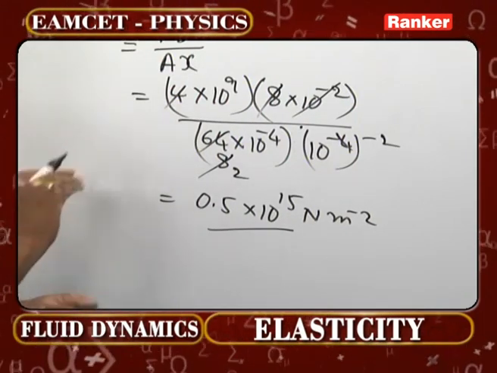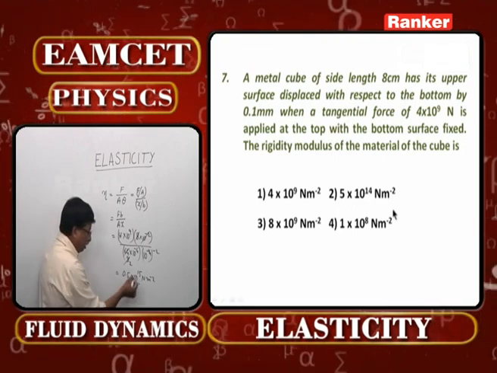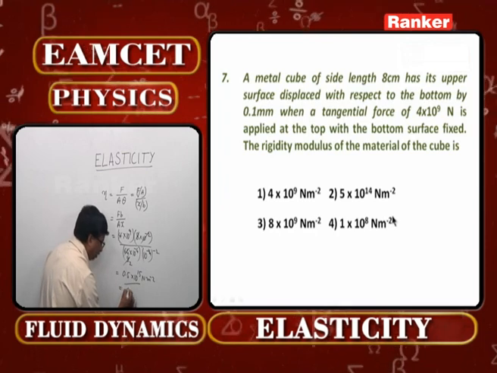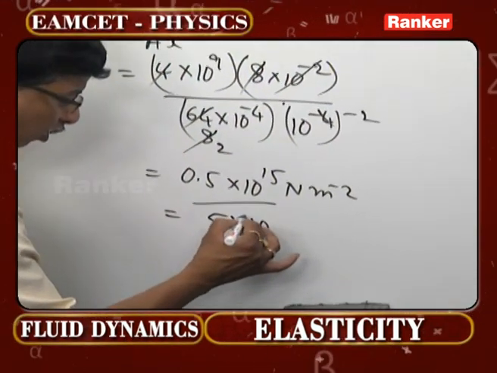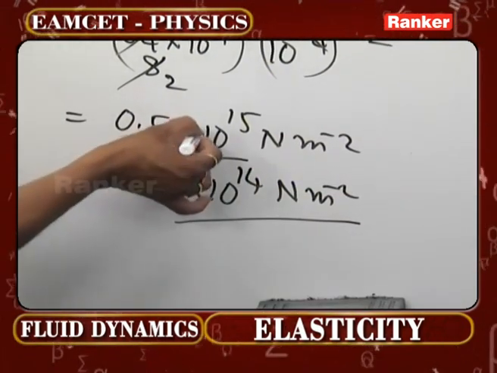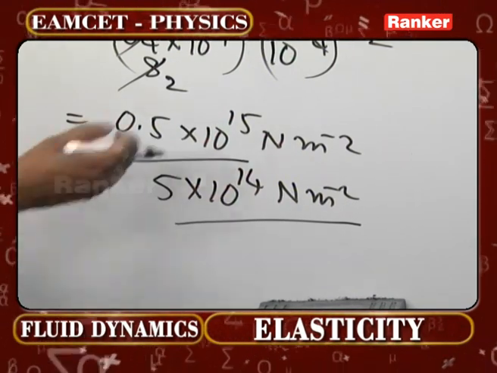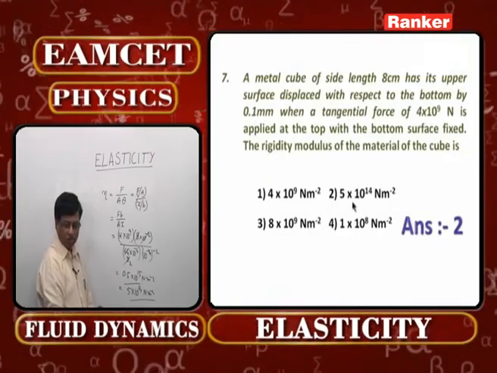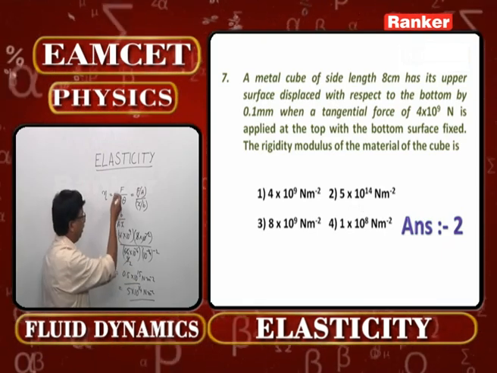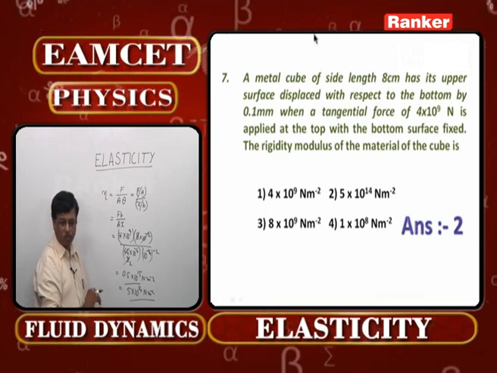value we are getting. But check carefully what is the value that has been given there. 10 power 15, here is a point. If you multiply this by 10, can't you rewrite this as 5 into 10 to the power 14 Newton per meter square? Now we have to change this value according to the given option. So what is the correct option for this one? The second option, which is 5 into 10 to the power 14 Newton per meter square. That is the rigidity modulus of that particular metal cube. That is what actually is to be remembered.